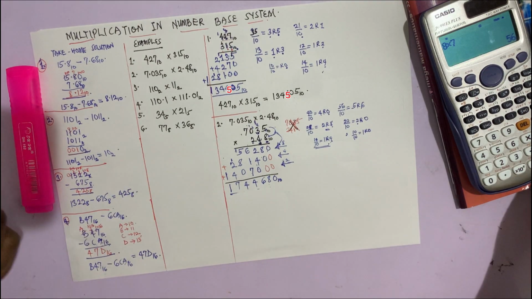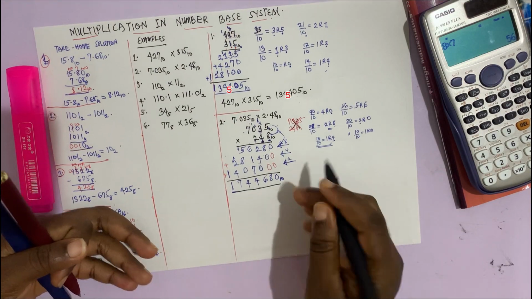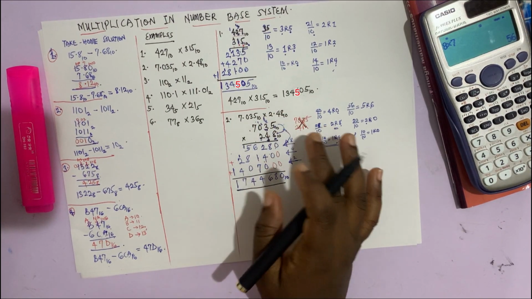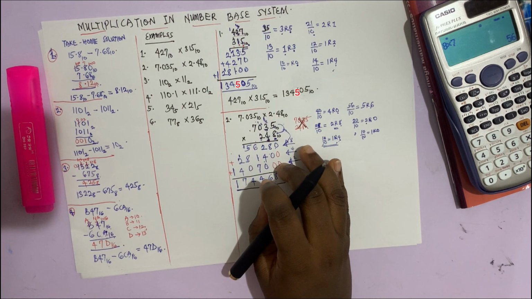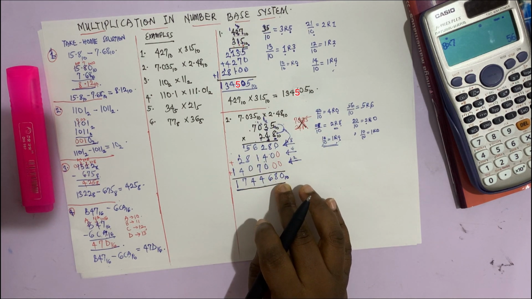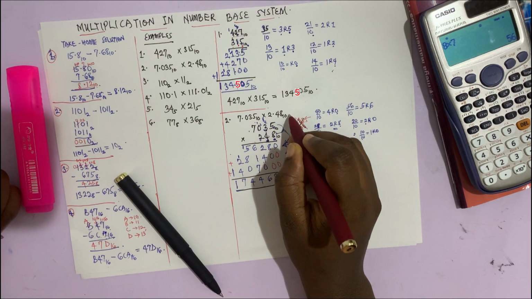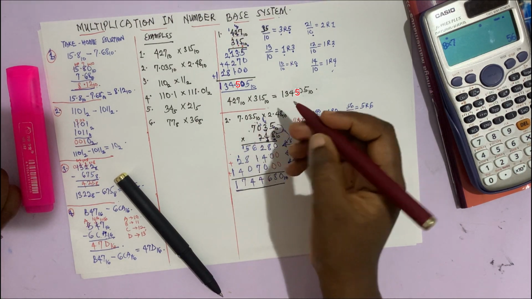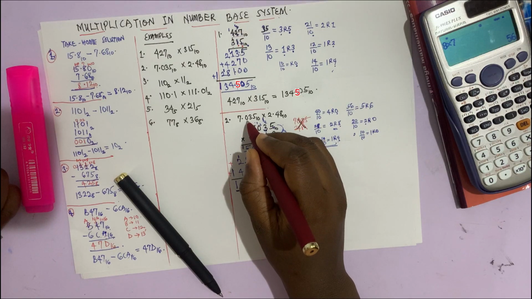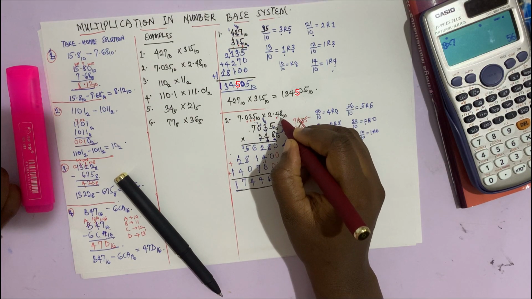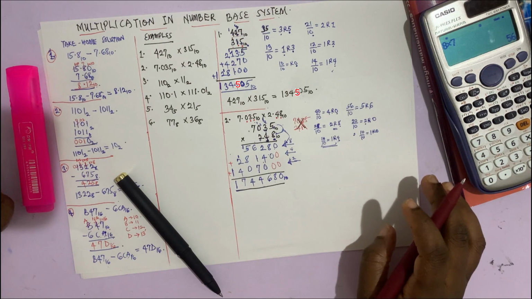This is not our final answer. If you remember, when the question had decimal points, we neglected all the decimal points while we were doing this. So when you now get this answer, the next thing you want to do is to count the number of digits after the decimal for each of the numbers you are multiplying. So we have 1, 2, 3, 4, 5. 5 digits after the decimal.